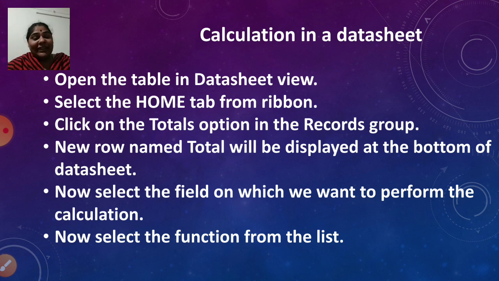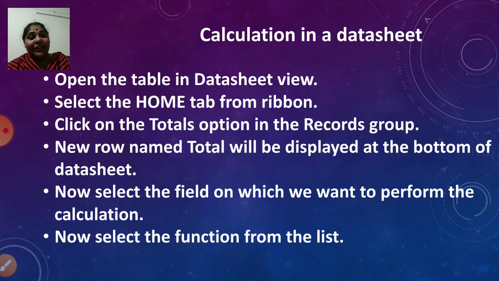First of all, open the table in a data sheet view. Select the home tab from the ribbon. Click on the totals option in the records group. Now, in the ribbon there are different tabs, and under the tabs there are different groups, and in those groups there are different options. So in the home tab you have to go to the records group, and in that you will see the totals option children. You have to click that totals option.